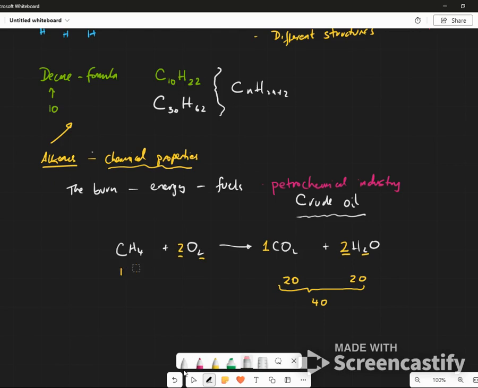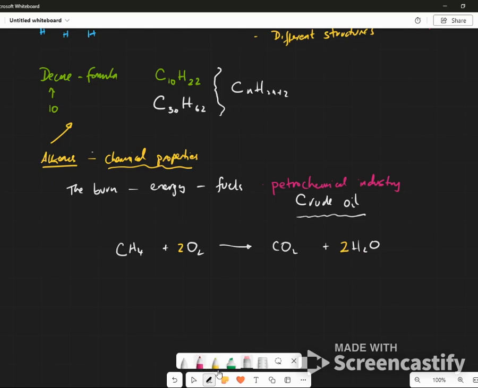Let me get rid of these funny things. We don't put a 1 in, do we? We get rid of this down here, and that and that. So there you go. That's the equation for methane.